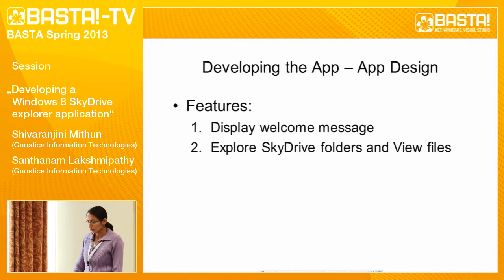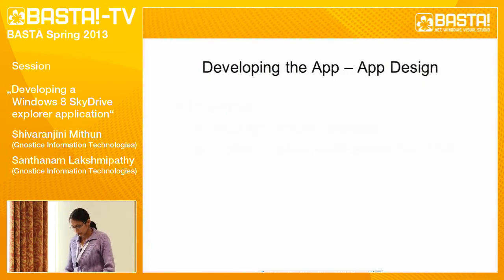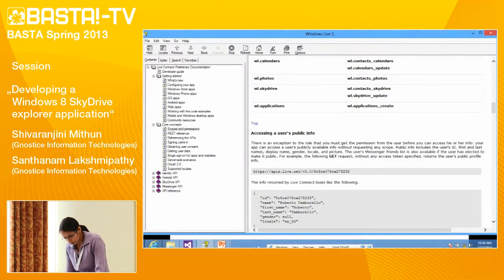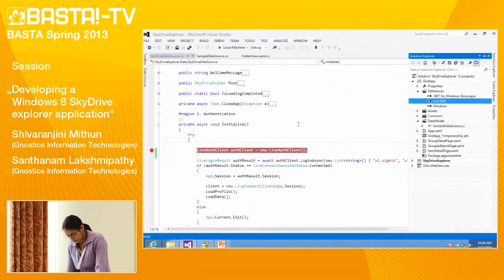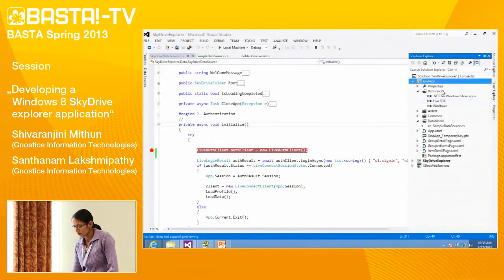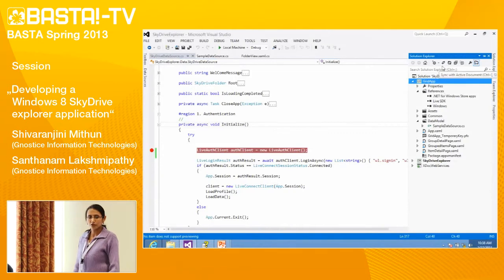Now let us move on to the application design part. To implement these features, we will see how our classes and our GUI have to be designed. So, let us go back to the IDE. We started with this grid app project.